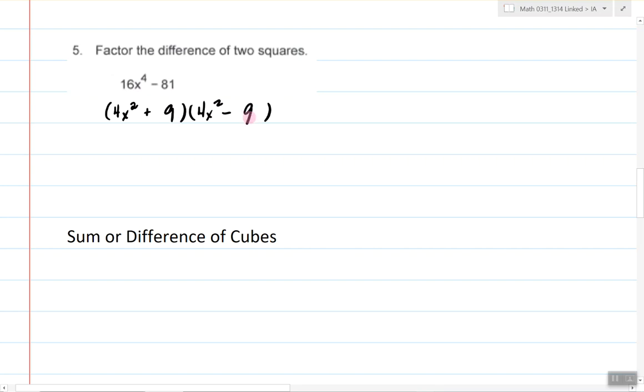I always look at what I've got to see if maybe I can go any further, because I have a perfect square and a perfect square, but oh, I have a plus. This factor is finished. I have a perfect square and a perfect square and a minus. I can go further. So let me copy down the first one, 4x squared plus 9. Let me factor the second one further, plus and a minus.